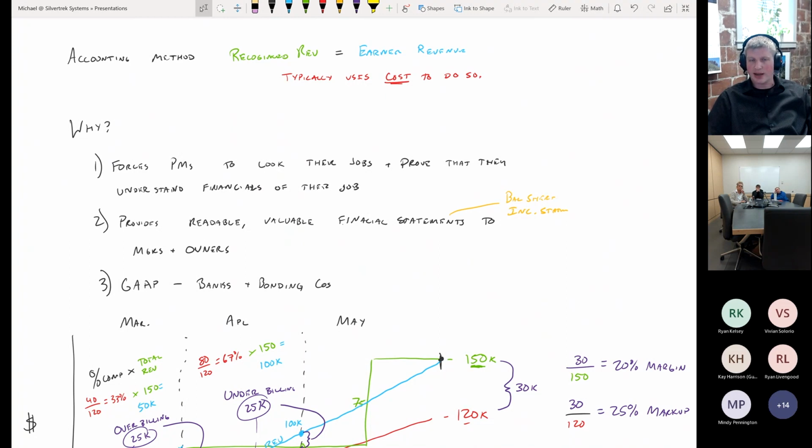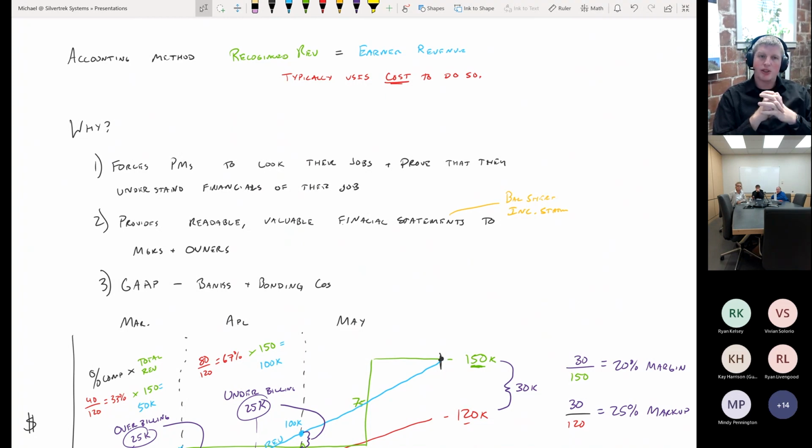Now we've seen how that happens. Our recognized revenue, that is what is on our income statement or profit and loss, is equal to the earned revenue. Our earned revenue being the percent complete multiplied by how much revenue we expect at the end. We're using cost to get that percent complete. Why are we doing this? We're doing this because it forces the project managers to look at their jobs and prove they understand the financials of their jobs. We're saying, Mr. Project Manager, Mrs. Project Manager, please tell me how much you expect to spend at the end of the job.